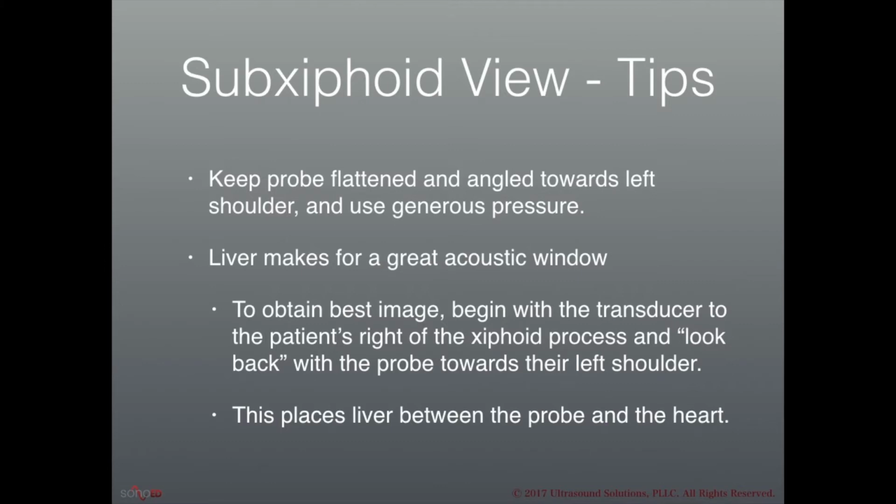So to do this, sometimes you actually have to move the probe to the patient's right a bit so that you get the tip of the liver, and then you kind of want to look back towards the patient's heart or their left shoulder. This is going to be the best way to make sure that you have some liver between the probe and the heart.